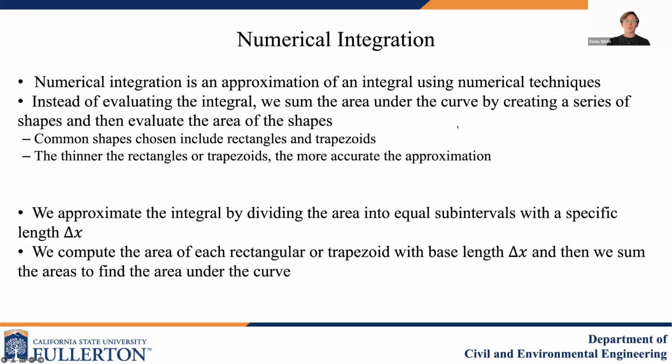The thinner the rectangles or trapezoids, the more rectangles and trapezoids that you use, the more accurate the approximation is going to be. In general, we approximate the integral by dividing the area into equal subintervals, and each subinterval has a specific length delta x. Then we compute the area of each rectangle or trapezoid that has that length delta x, and then sum the areas to find the area under the curve.